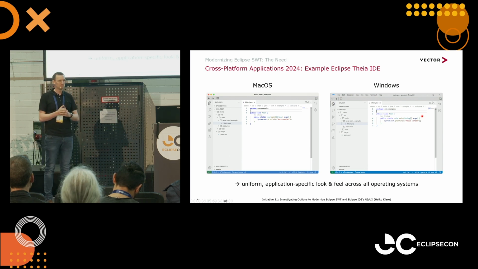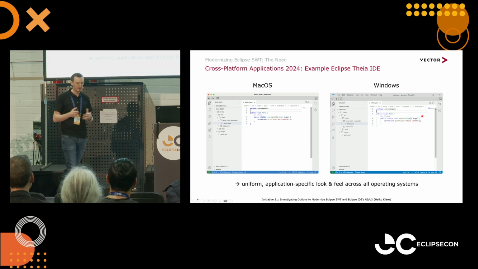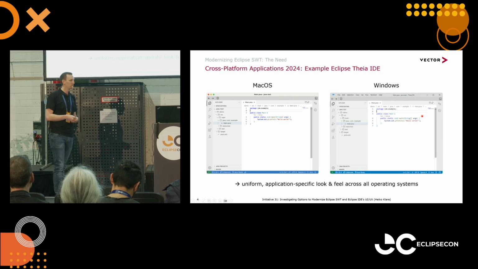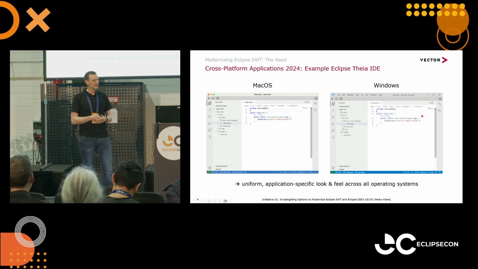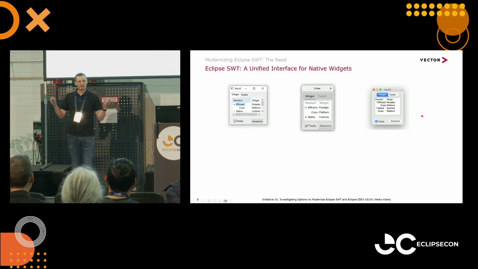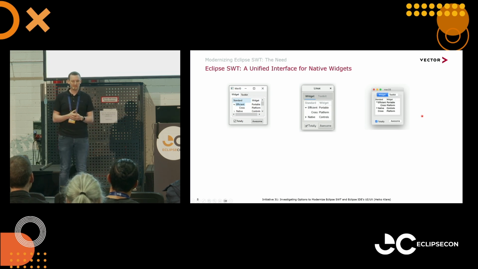That's usual today with the trend of web-based applications, because they, of course, have the same look and feel on all operating systems and a uniform look and feel. So that's how you would usually expect it from today's cross-platform applications.